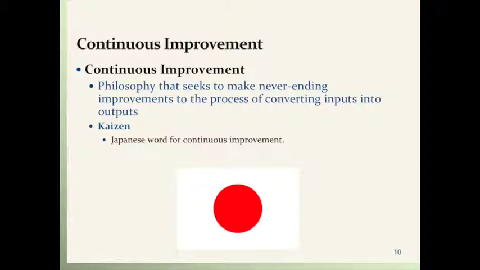Another thing is something called Kaizen, and in Lean Six Sigma it's actually become a method, but Kaizen is simply the Japanese word for continuous improvement.